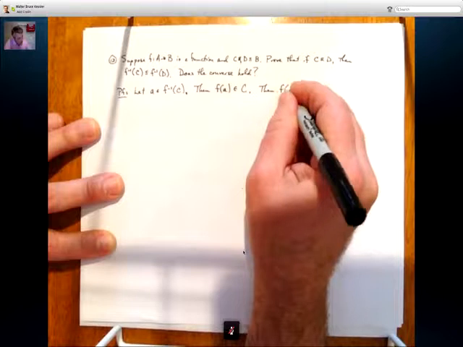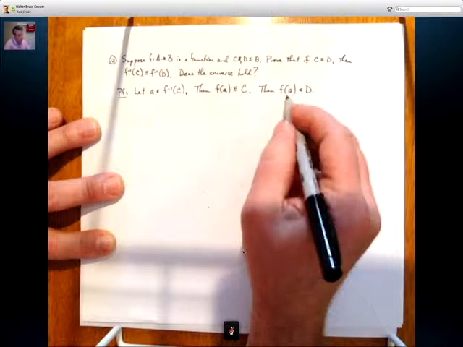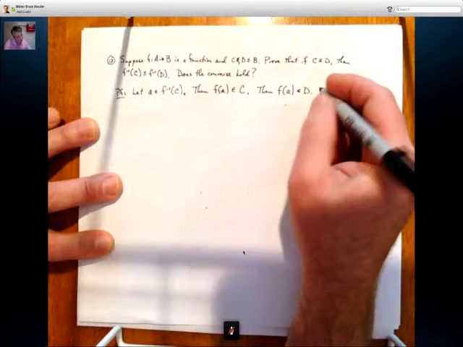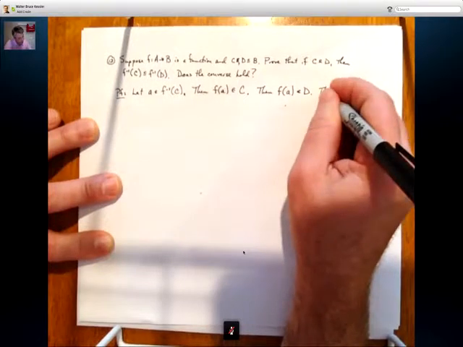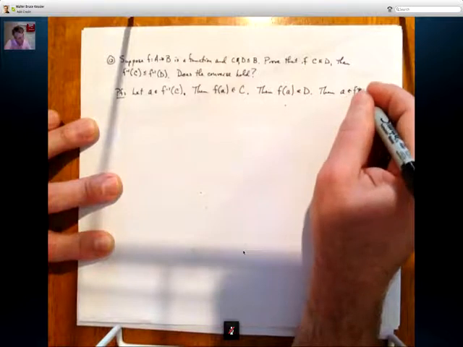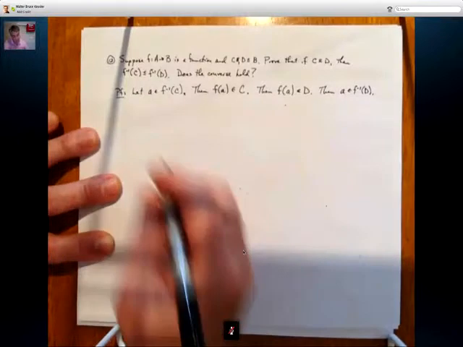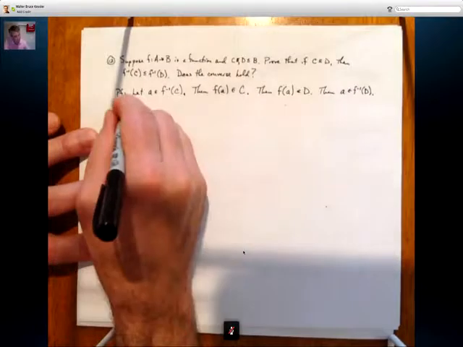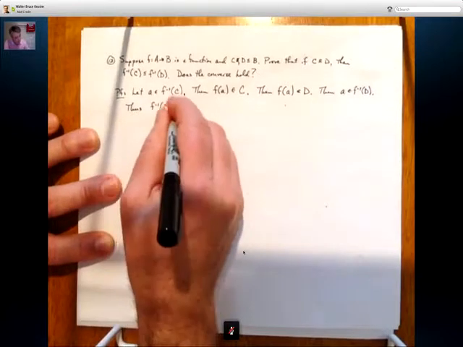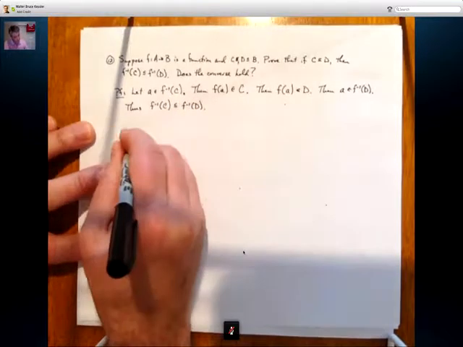But C is a subset of D, so F of a is an element of D, which means there's a thing here in D that gets mapped back to a, which means that this a is in the inverse image of D. Okay? Thus, you've got that F inverse of C is a subset of F inverse of D.